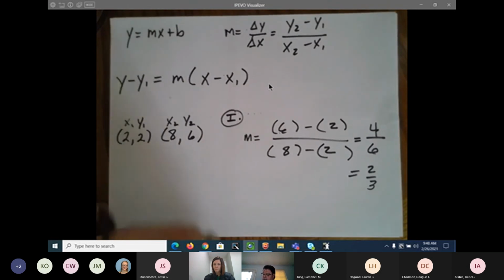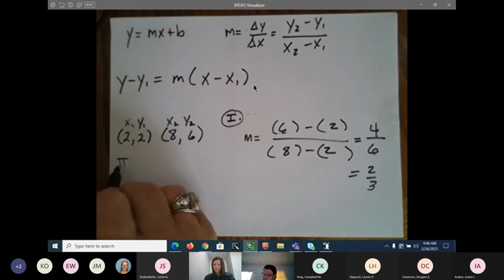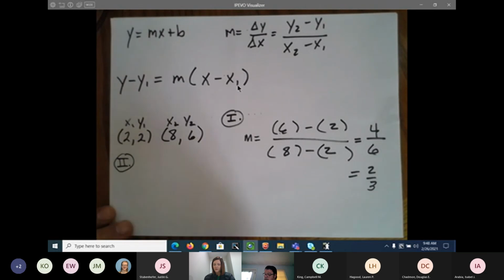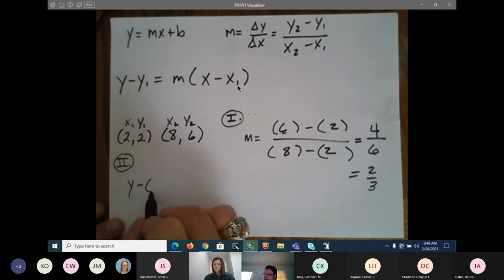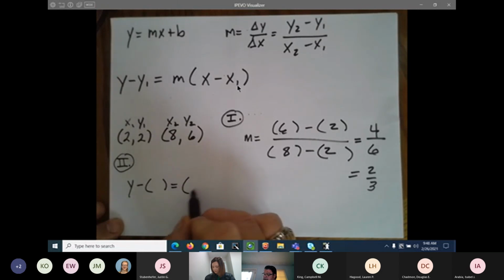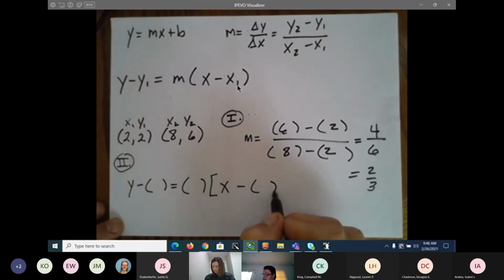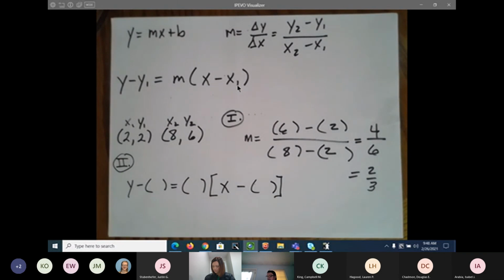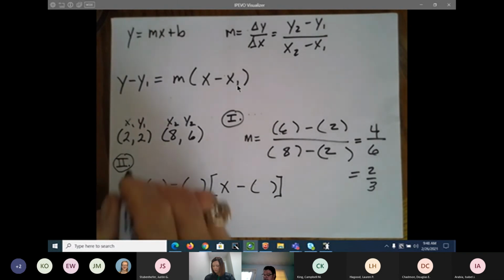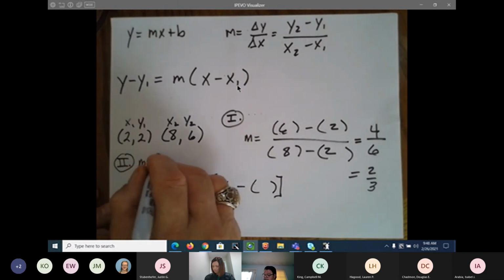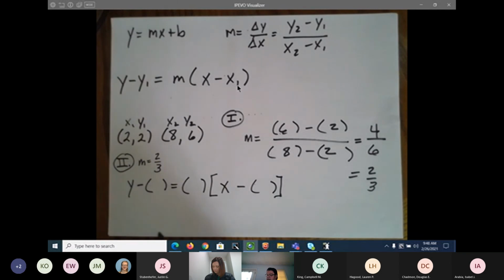Now we're going to do part 2, and this black pen is going in the trash. Part 2, we're going to use the point slope equation. y minus parentheses equals parentheses times x minus parentheses. And we have a slope that's equal to 2/3. Which point am I going to pick? I've got 2 points to pick from. Which one do you think I'm going to pick?